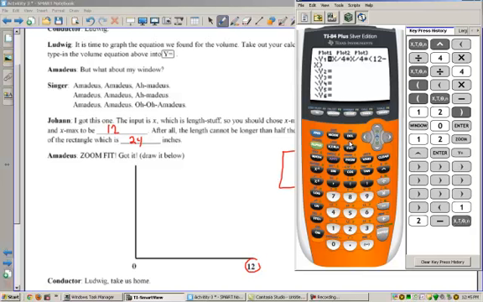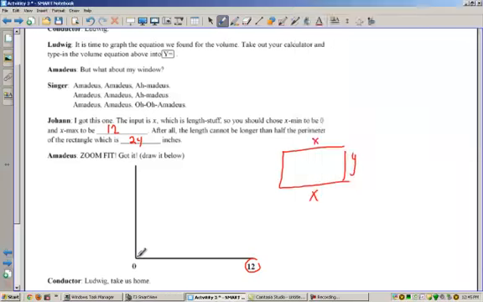And I knew it was wrong because it went down and came up, and that would be giving me a minimum, and I want a maximum. So it's actually 12 minus x. Let's do zoom fit again. So there it is. It comes up, and it goes down. Perfect.